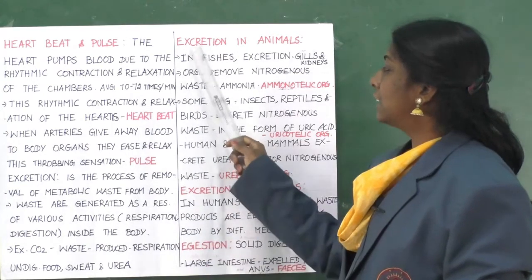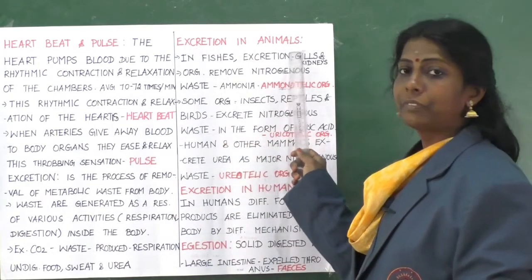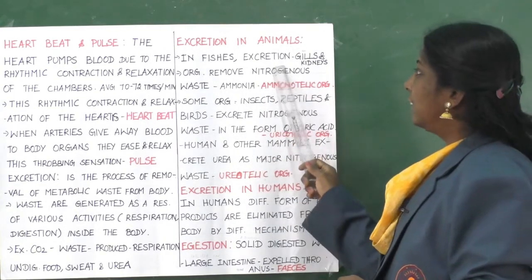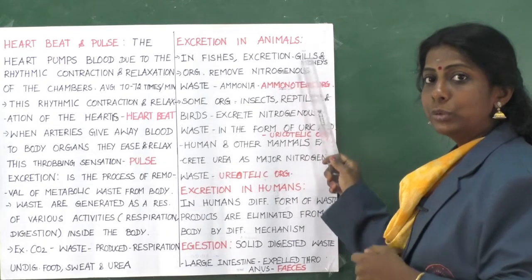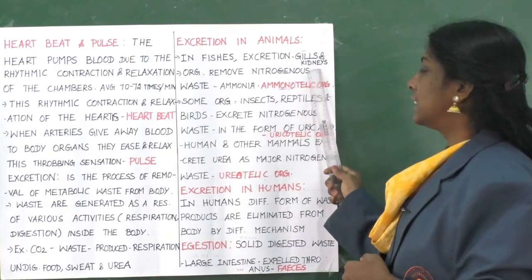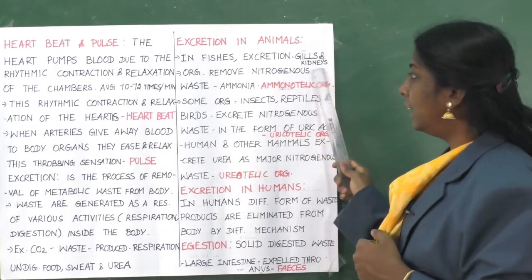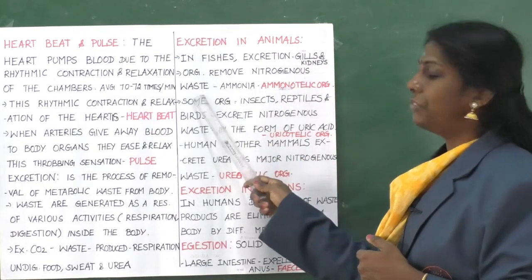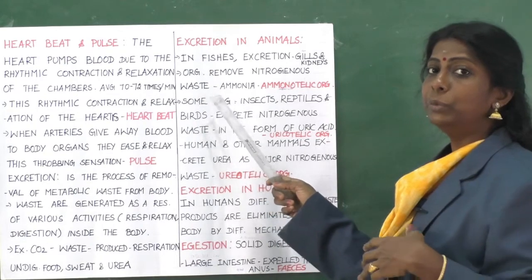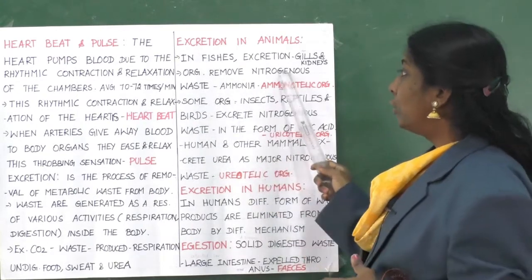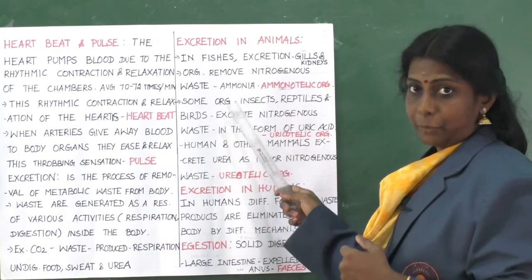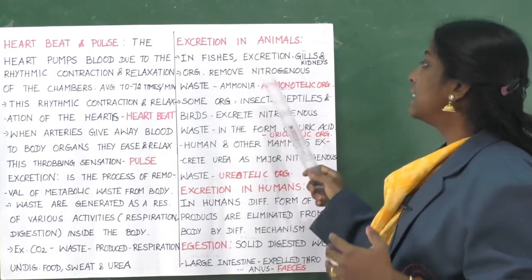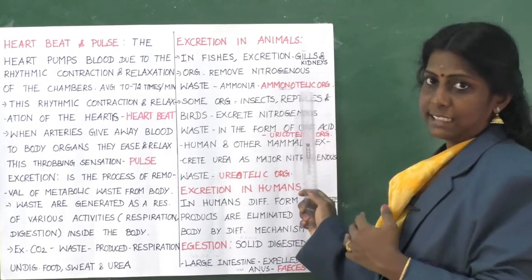Then, excretion in animals. In fishes, excretion takes place through gills and kidneys. The organism removes nitrogenous waste. It will remove the waste, nitrogenous waste, that is ammonia. That type of organism is said to be an ammonotelic organism.